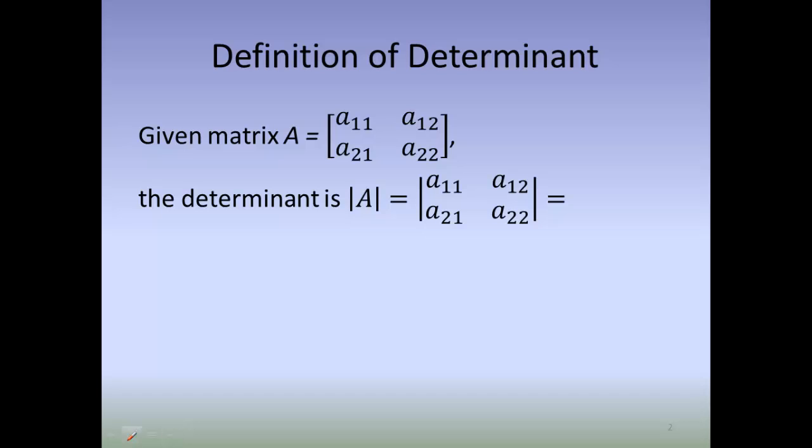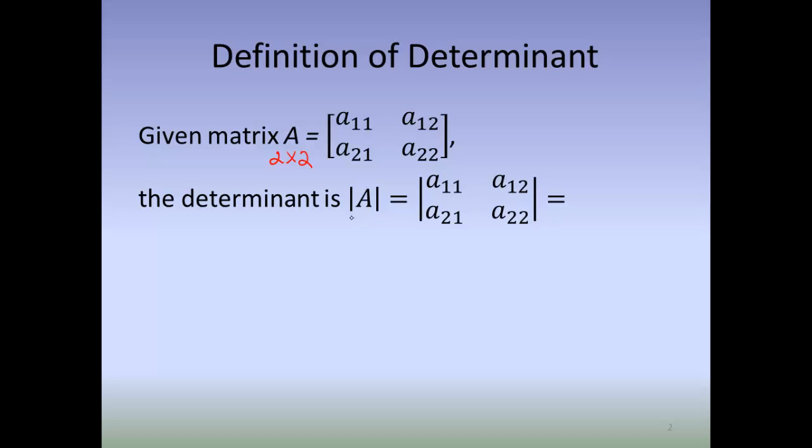And so what I have up here for you is a 2 by 2 matrix A, and I've labeled these elements. The 1, 1 subscript stands for row 1, column 1. 1, 2 is row 1, column 2. The 2, 1 is row 2, column 1. And the 2, 2 is row 2, column 2. So these are elements of a matrix.